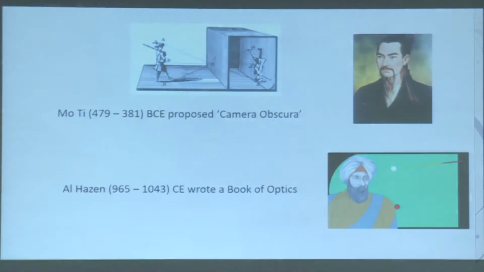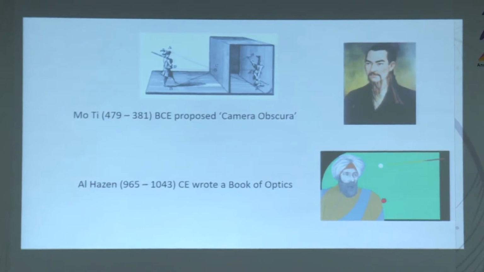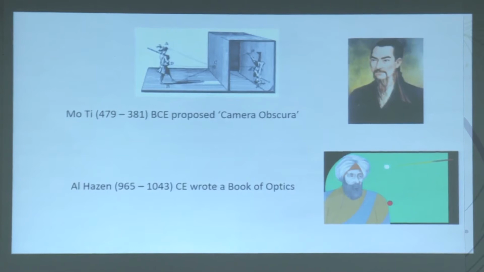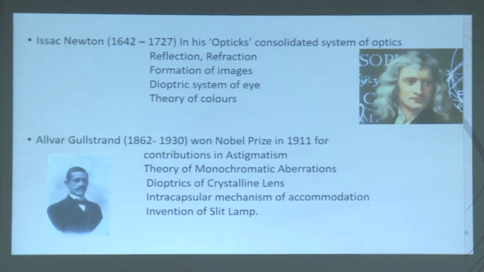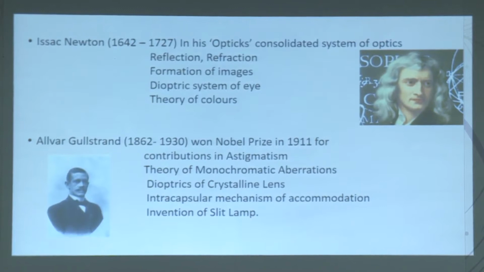In historic times, Moti, the Chinese philosopher, proposed the camera obscura, that is the pinhole camera. Al-Hazen, an Arabic scholar, wrote a book on optics. In recent times, Isaac Newton, in his book Optics, consolidated the system of optics: reflection, refraction, formation of images, the dioptric system of the eye, and the theory of colors.